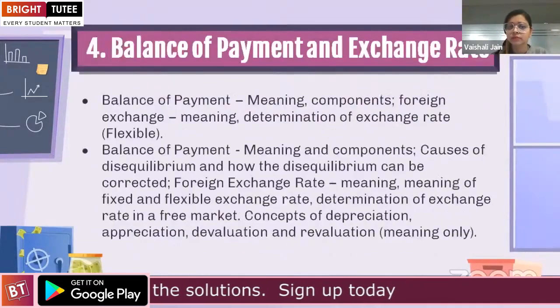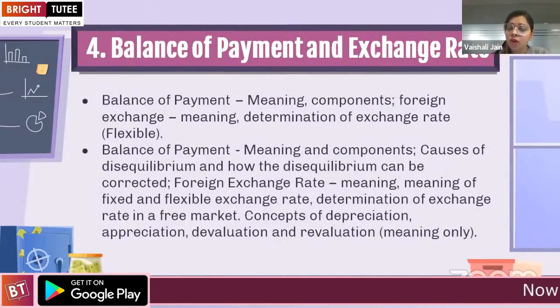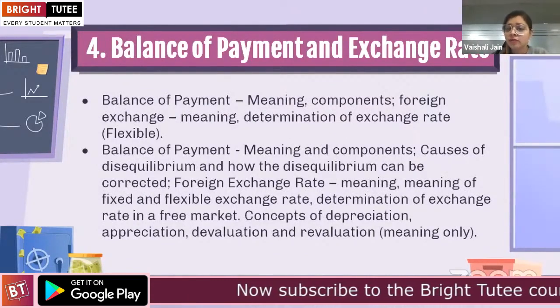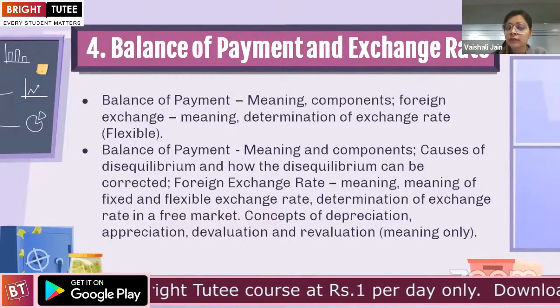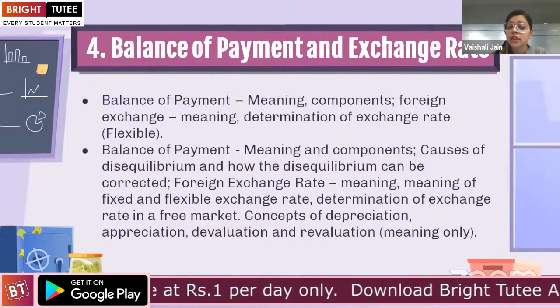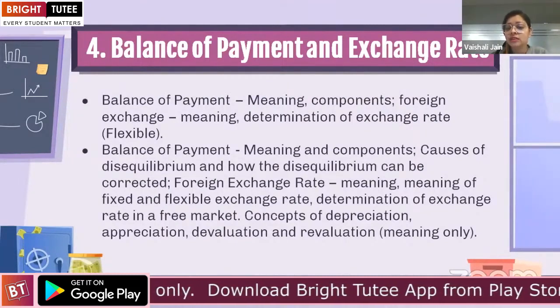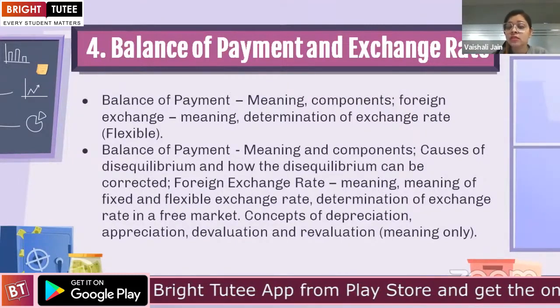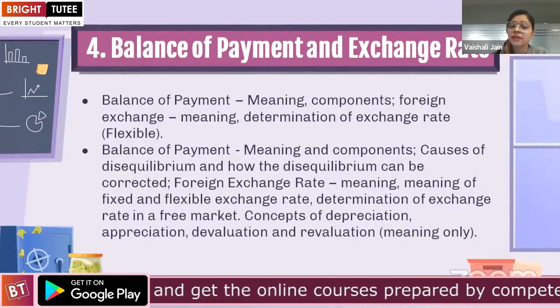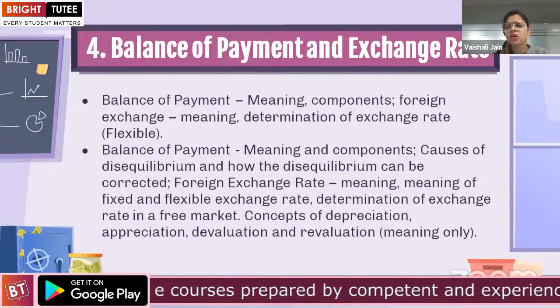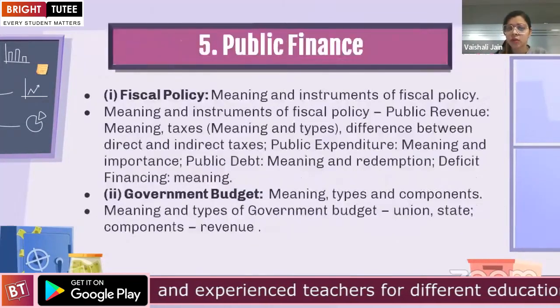to money and banking. Then we have balance of payment, its meaning, components, foreign exchange, meaning, determination of foreign exchange rate. Then we have balance of payment, its meaning, causes of disequilibrium, how the disequilibrium can be corrected, meaning of fixed and flexible exchange rate system, determination of exchange rate in a free market force. Then concept of depreciation, appreciation, devaluation, revaluation, only the meaning, not the implications or merits, demerits. That is not there in the syllabus now.